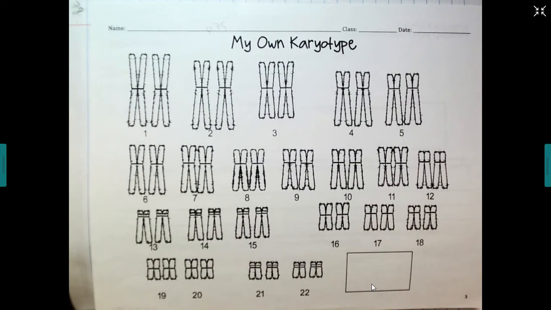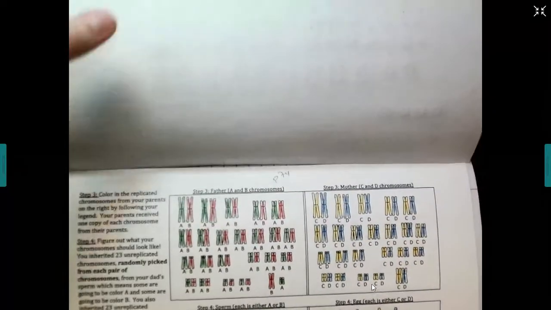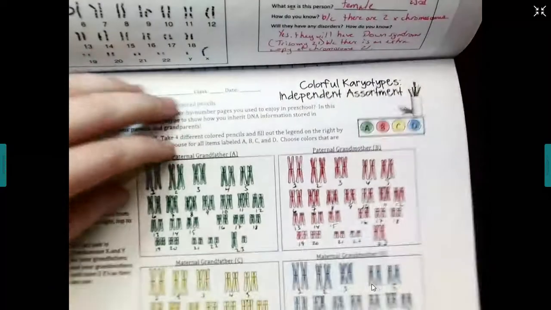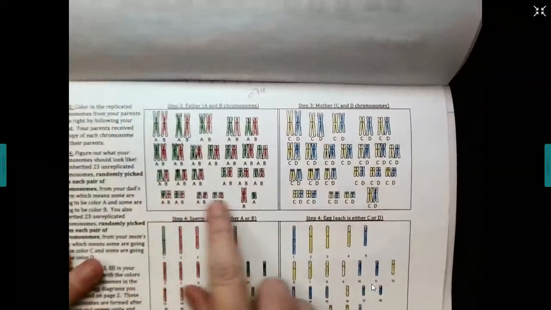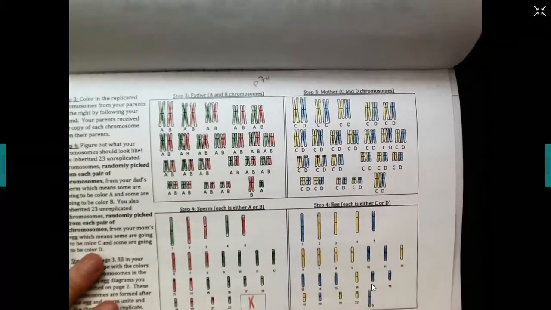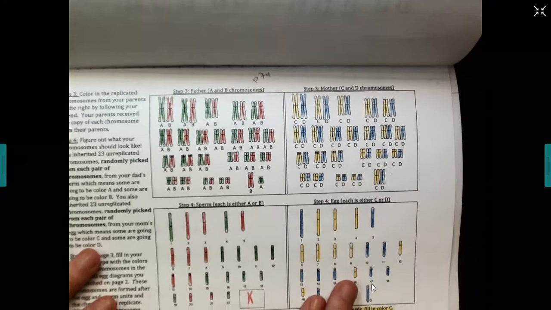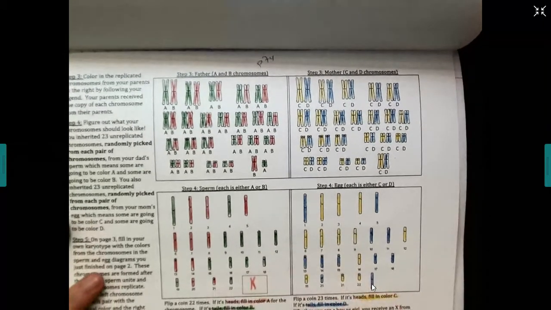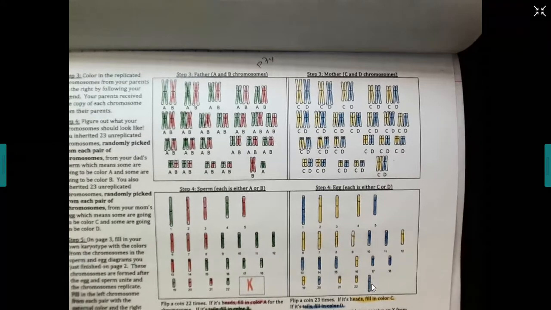In this video, we are going to finish up our colorful karyotype activity. In the last video, we were working on packet pages 73 and 74, where we colored in the grandparents, and then we colored in parents, mom and dad, and then we flipped our coin to see which chromosomes from each parent were going to get passed on to us. So we've finished that. We're on part 2.